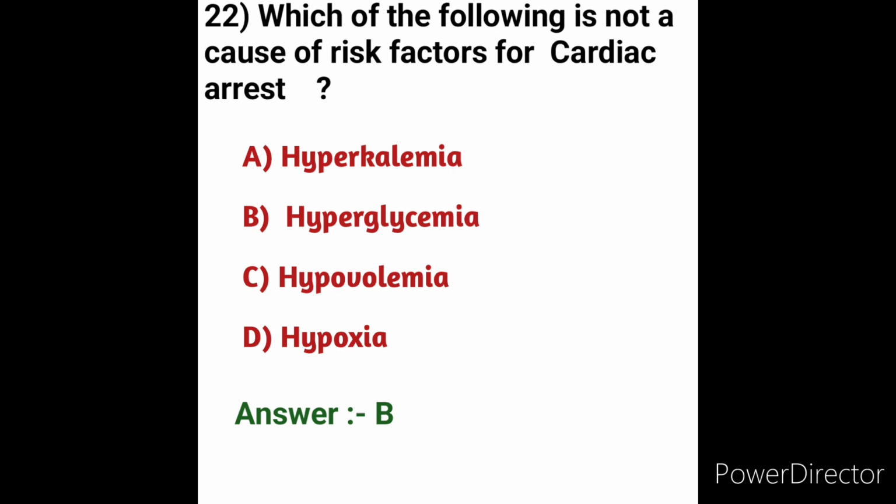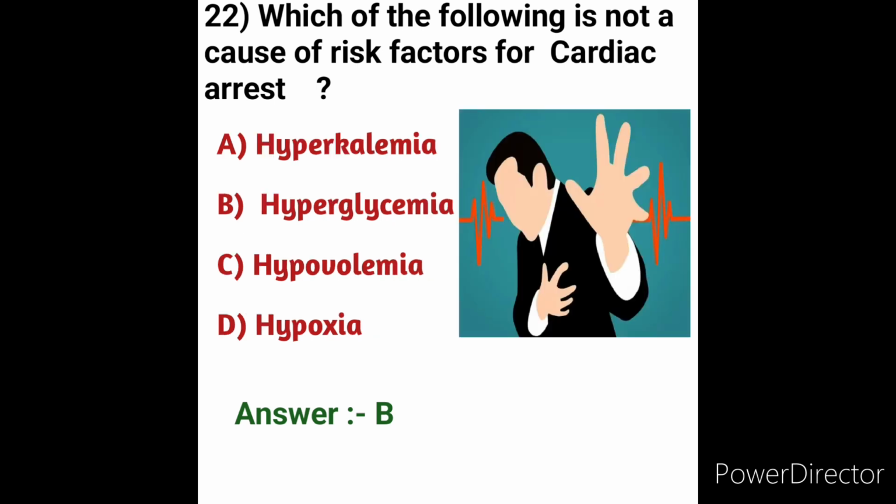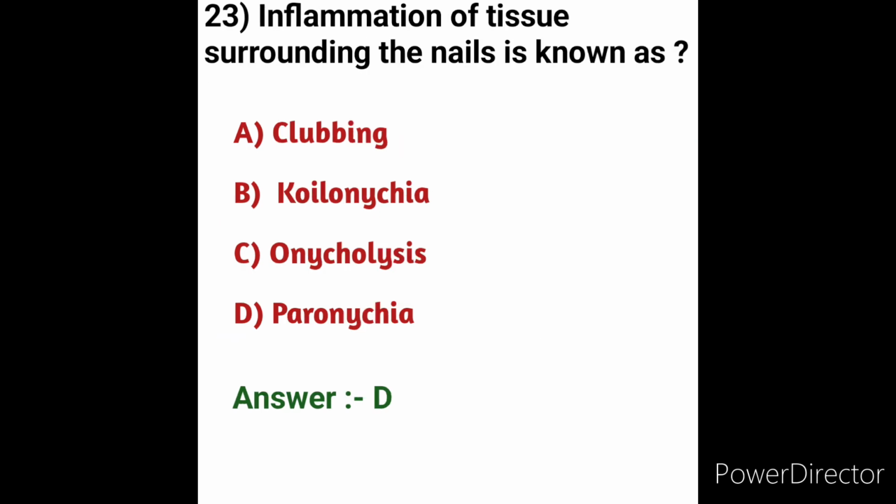What is hyperglycemia? Hyperglycemia means a higher than normal amount of glucose in the blood, and is a sign of diabetes mellitus and other conditions. It is not a risk factor for cardiac arrest. Next, move on to question number 23.